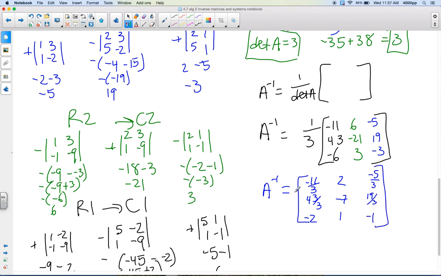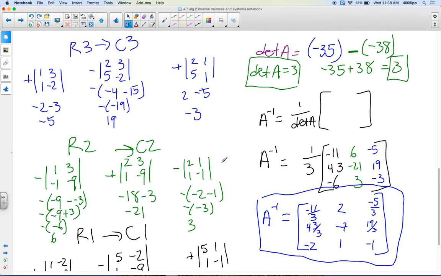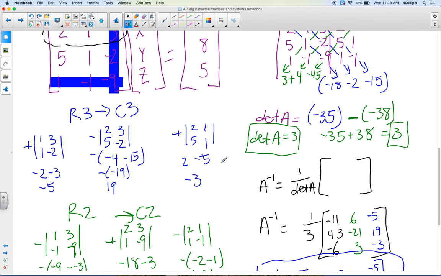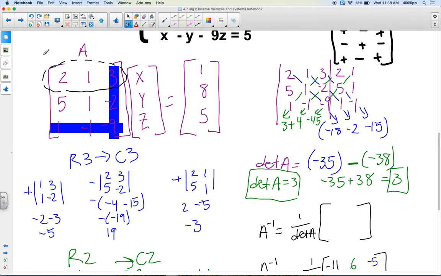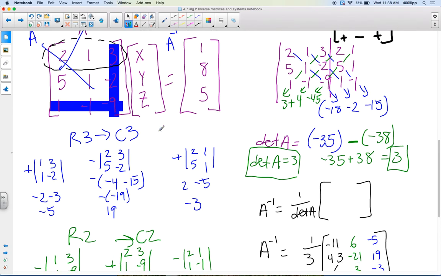There it is. Okay, now we're almost done. So now we're going to take our inverse and we are going to multiply both sides of this matrix equation by our inverse. So we know that the A inverse and the A will cancel out. And then I'm going to multiply this side by A inverse. So I have A inverse times 185 to find x, y, z.